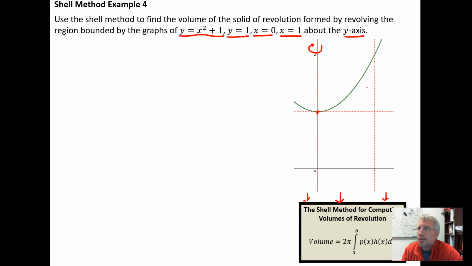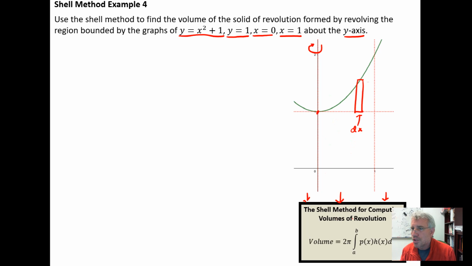So because we're using the shell method and a y-axis revolution, we establish a representative rectangle of revolution. And that rectangle of revolution is going to be parallel to the axis of revolution, in this case the y-axis. And we would be revolving this rectangle about the y-axis in a circle in order to create an open cylinder, an empty cylinder. And so when I establish my representative rectangle, which is bounded by these two graphs, I want to notice right away that it has dx slices. That's the first thing I want to notice.